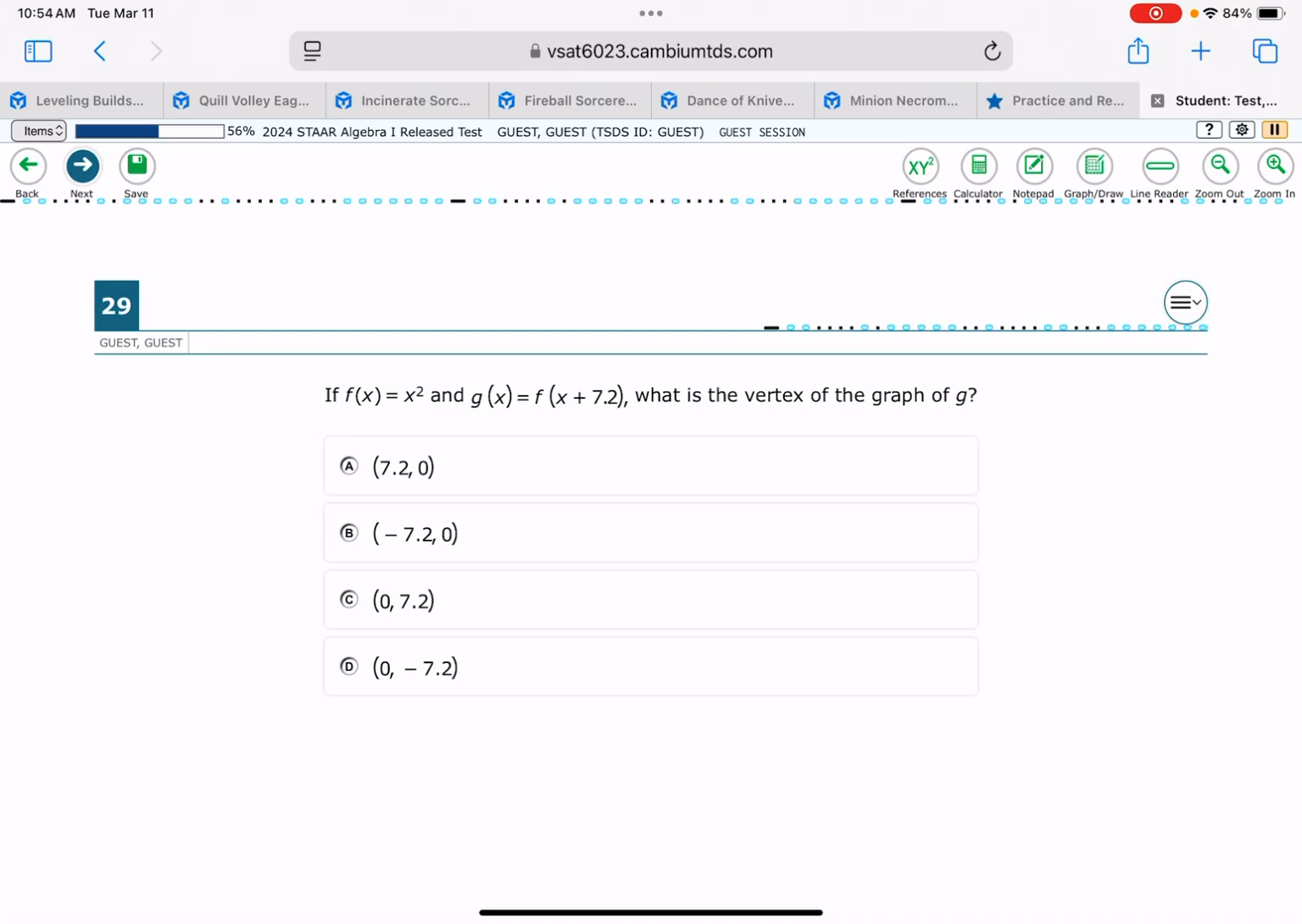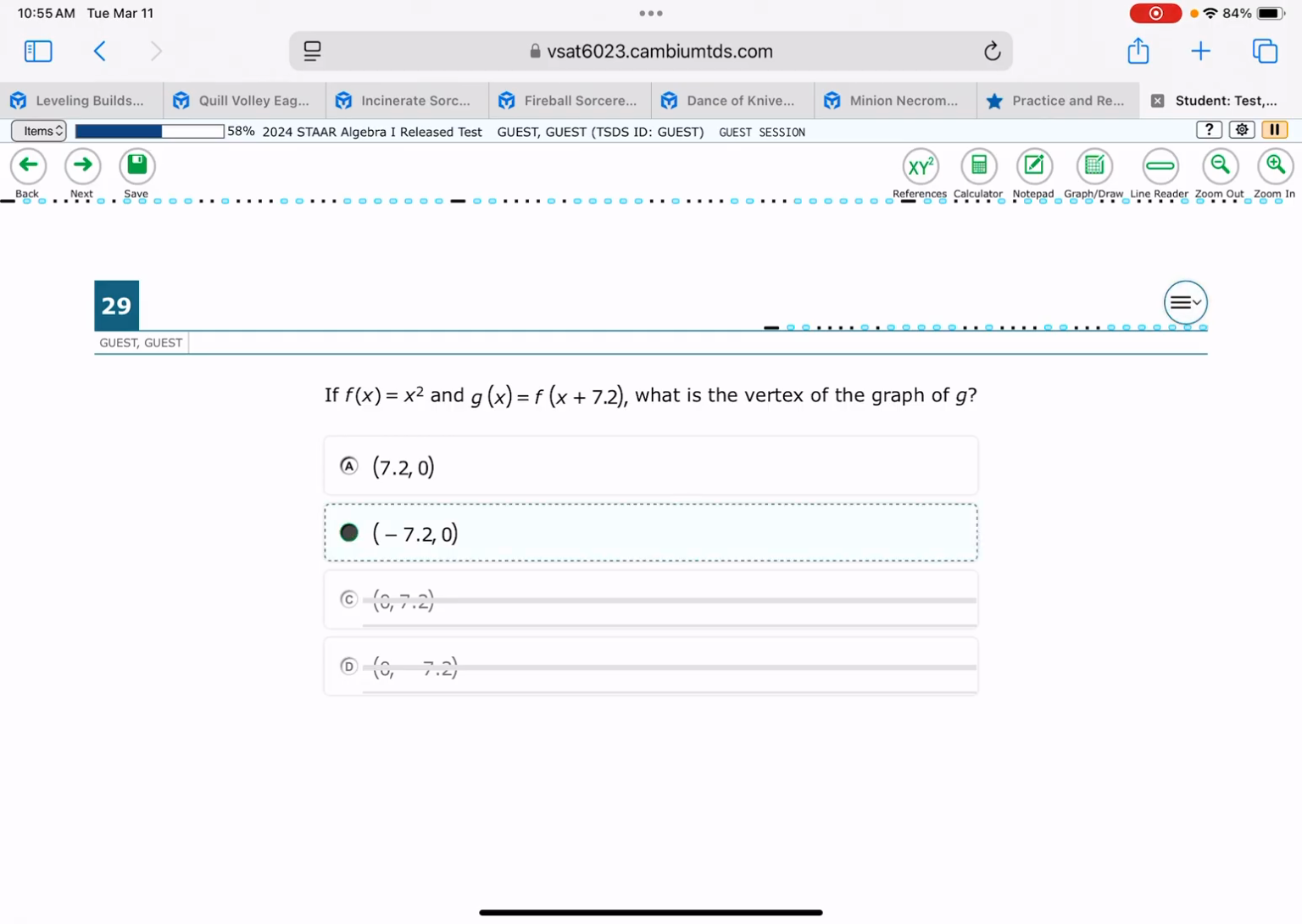I don't have to do calculations on this either. This is just, again, function transformation. Remember, when we're looking at function transformation, if it's inside the parentheses, it's going to be opposite of what you think. Now, inside the parentheses is affecting the x value, not the y value. So C and D are out because that is the y value. The y value changed, not the x value. Now, A or B are our answer choices. Remember, the value is going to be opposite of what you think. So when that 7.2 comes out of the parentheses, it's going to become -7.2. So our answer is B.